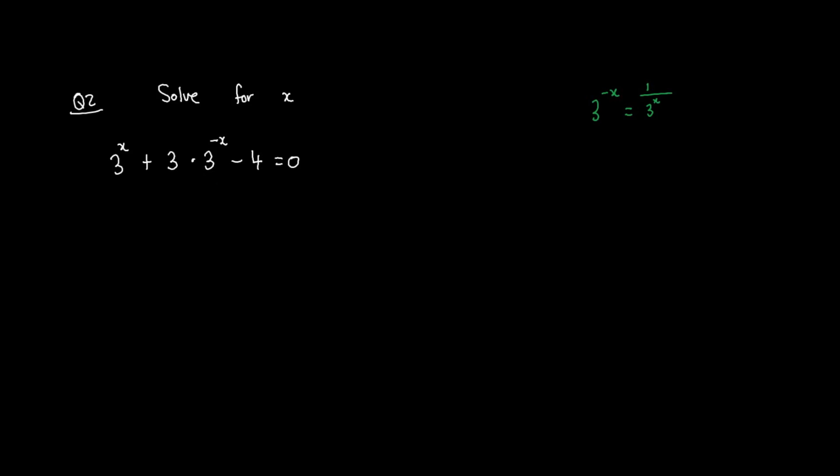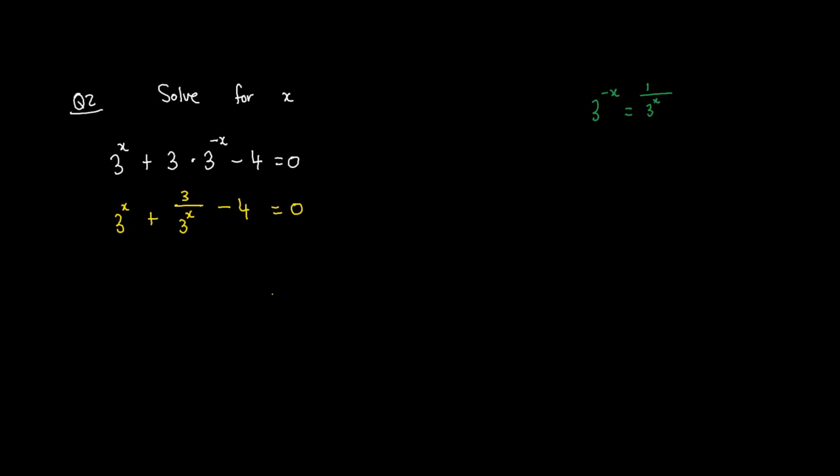But now we have 3 over 1 times 1 over 3 raised to the power of x. How do we multiply fractions? Top of the top, bottom of the bottom. So what do we have? We have 3 raised to the power of x plus 3 over 3 raised to the power of x minus 4 is equal to 0. Okay.